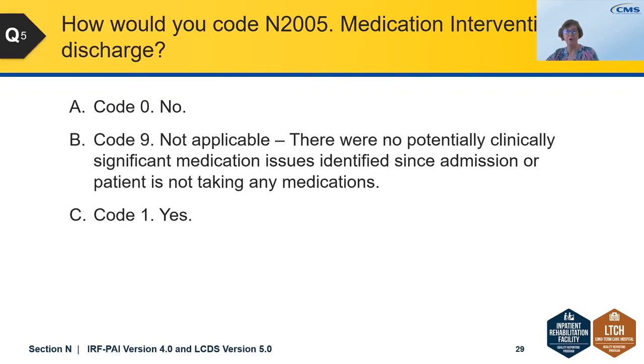So how would you code N2005 medication intervention at discharge? Would it be A, code 0, no, or B, code 9, not applicable? There were no potentially clinically significant medication issues identified since admission, or patient is not taking any medications? Or C, code 1, yes. I'll give you a few minutes to decide.